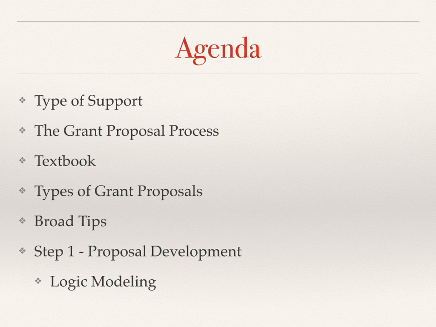So what are we going to talk about today? Well, the first thing we're going to talk about is the type of support your typical organization needs. Then we're going to talk about the grant proposal process, talk about how the textbook is laid out, talk about the type of grant proposals that are out there, some broad overall grant proposal tips, and then we're going to briefly talk about step 1 and logic modeling.